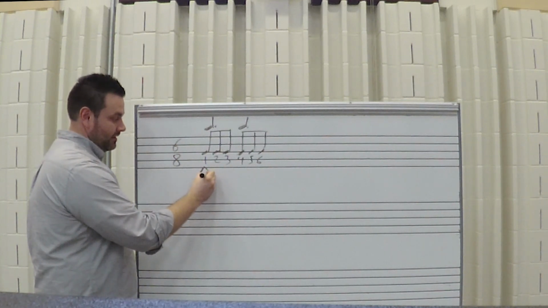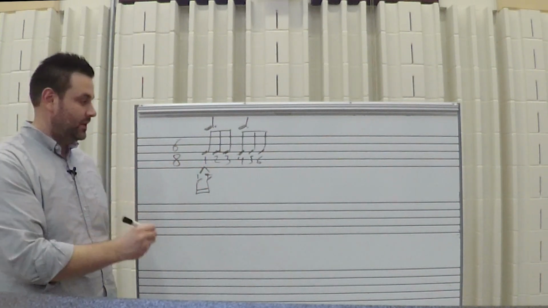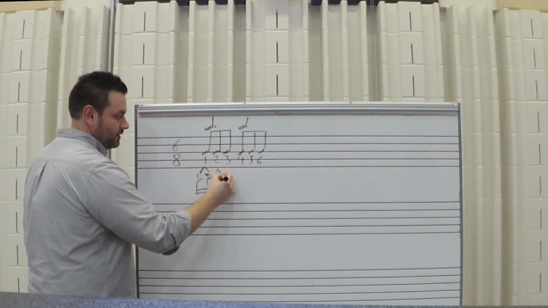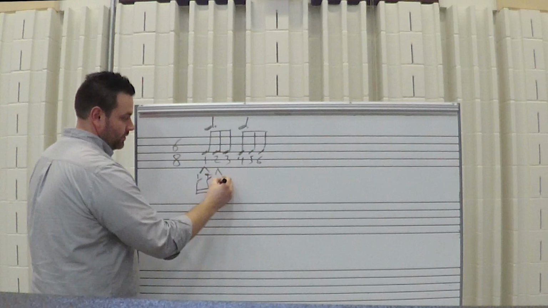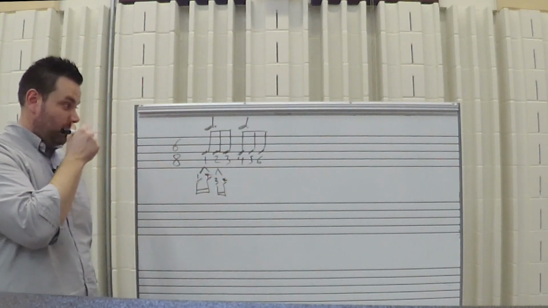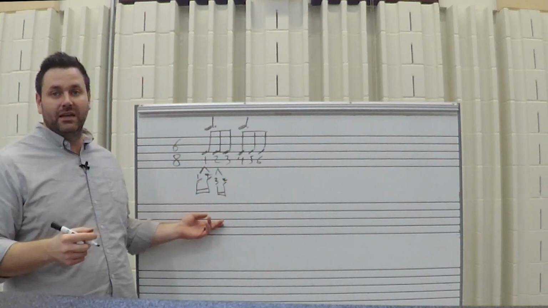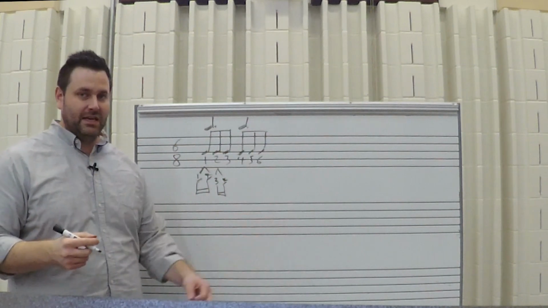We're going to use 1 and, okay? Same thing on beat 2. It would be 2 and, right? And so on. It could be 1 and 2 and 3 and 4 and 5 and 6 and.